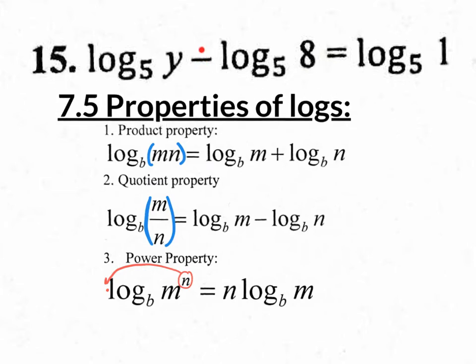And since we have a minus sign, the only one with the minus sign is the quotient property, which means we're going to condense it. We're going to make it one single log base b of m divided by n. So we're going to take these two separate identical logs and put them as one log. We're going to put m divided by n. So that's what we're doing on number 15.